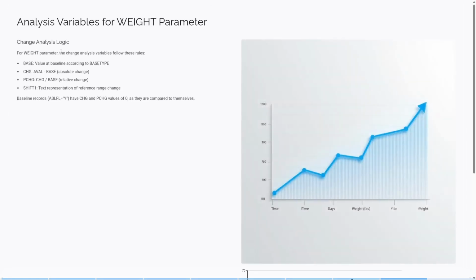Okay, so the change analysis logic, analysis variables for the weight parameters. The base value: value at baseline recording according to the base type. The change: AVAL minus BASE, absolute change, and the relative change, percentage change, and the shift one, text representation of reference range change. Baseline records have a change and percentage value of 0 as they are compared to themselves. So when you have baseline flag equal to Y, these two variables will have the value 0. Okay.